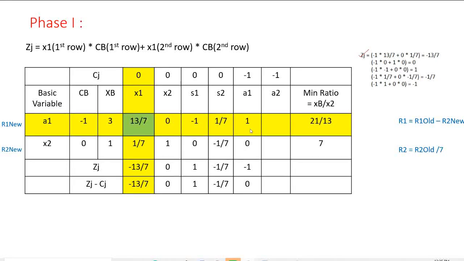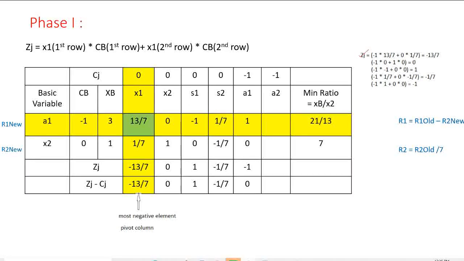So after finding all these row values, find out again the most negative element from this Zj minus Cj. Here I have found the Zj, similar to the first table, by using this equation, and then Zj minus Cj. By using this Zj minus Cj, find out the most negative element. Between minus 1 by 7 and minus 13 by 7, the most negative element is minus 13 by 7. So I am considering that this is our pivot column.